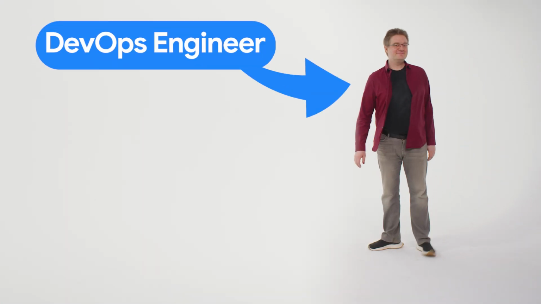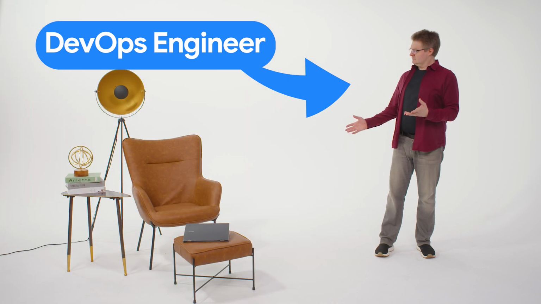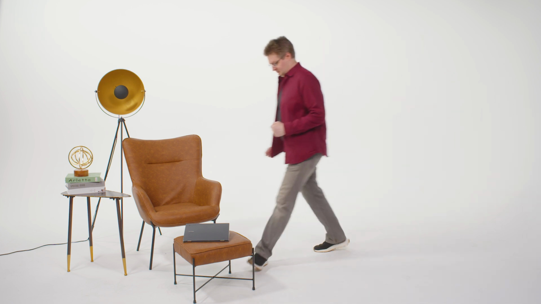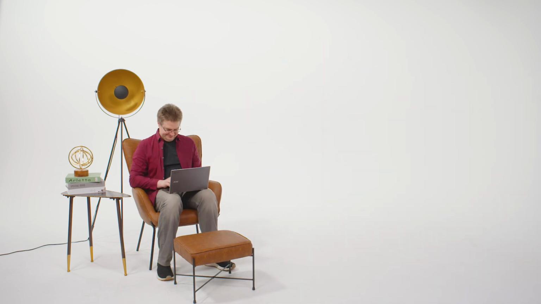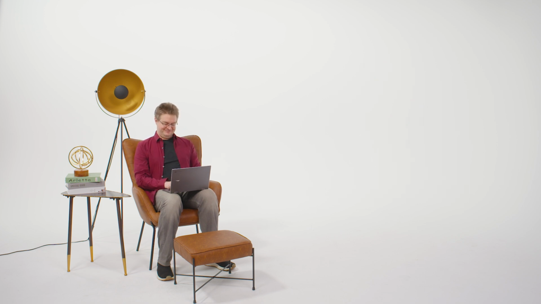This is a DevOps engineer. They need to find out why their application is throwing errors in production. They have some alerts coming in and are hoping to use Duet AI in Google Cloud to help them find the root cause and resolve it. Let's observe this DevOps engineer as they use Duet AI to figure out what's gone wrong and fix it.